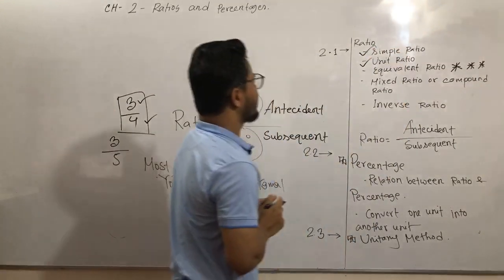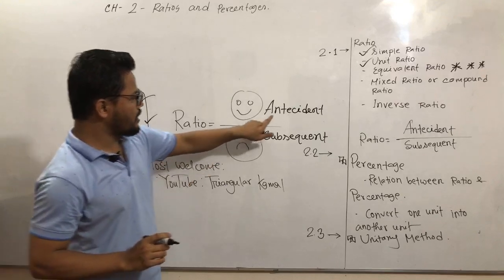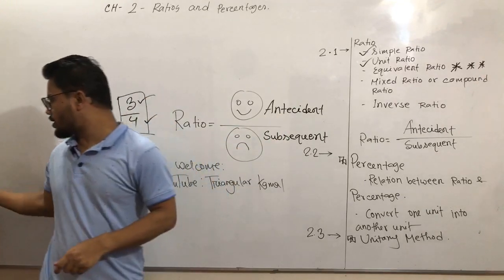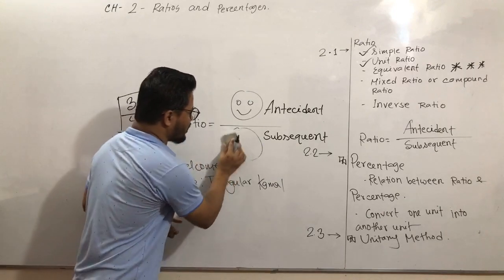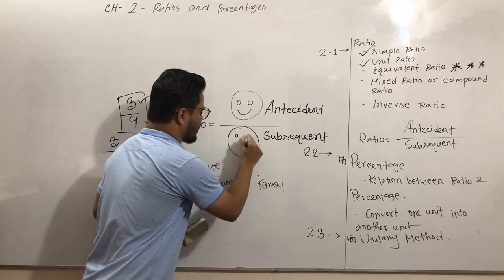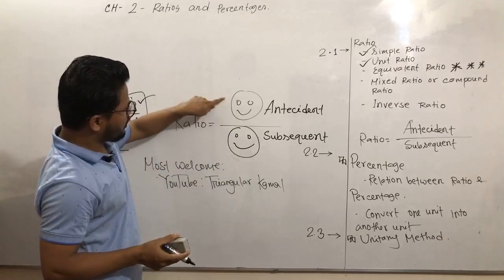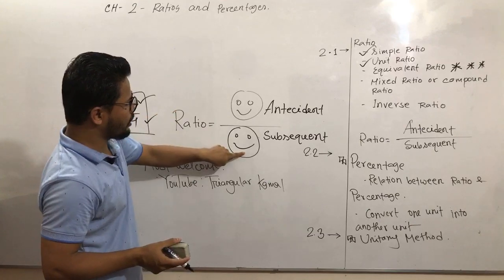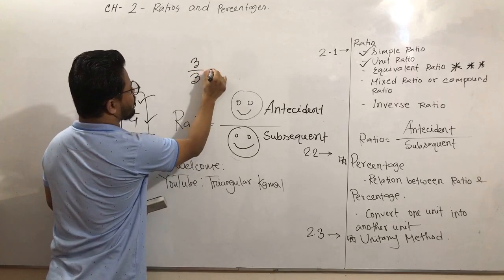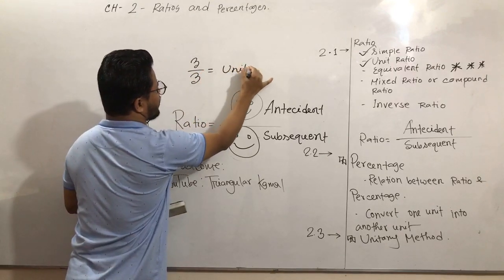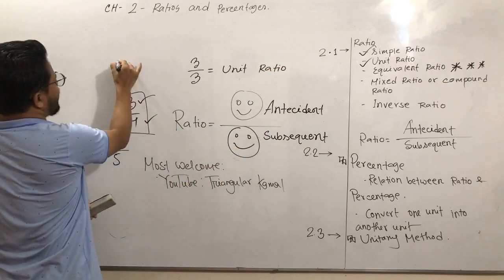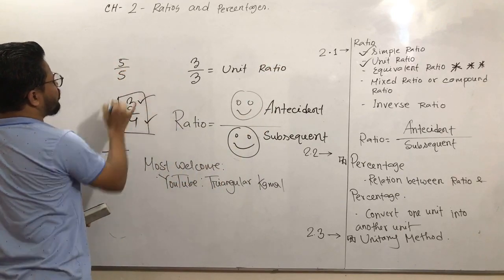The next one is the unit ratio. Here, the antecedent equals the subsequent; both are the same. Give attention: if the antecedent and subsequent are both the same, like 3 by 3, it is a unit ratio. You can also have 5 by 5, when both are the same.